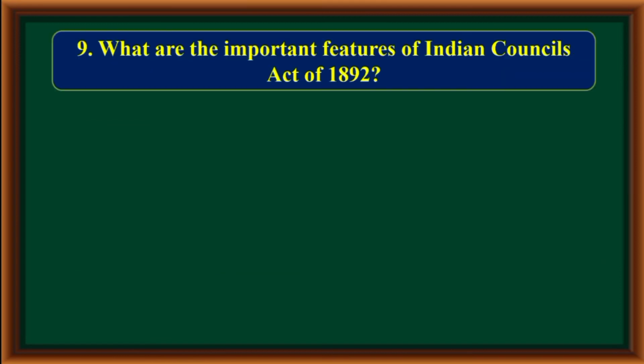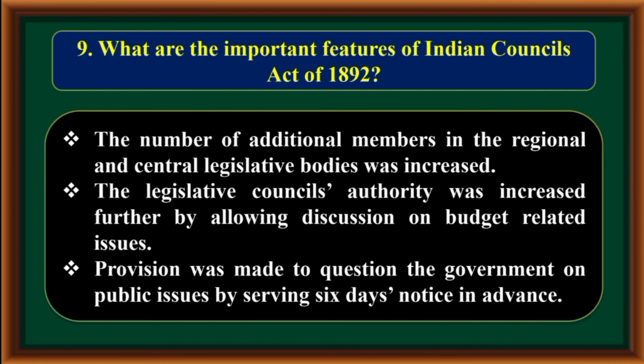What are the important features of Indian Councils Act of 1892? The number of additional members in the regional and central legislative bodies was increased. The Legislative Council's authority was increased further by allowing discussion on budget-related issues. Provision was made to question the government on public issues by serving 6 days' notice in advance.